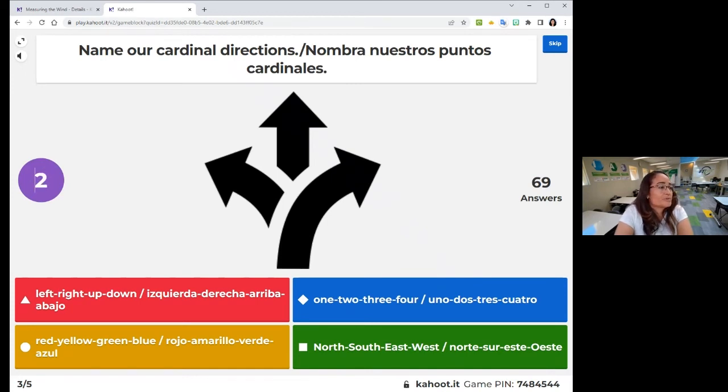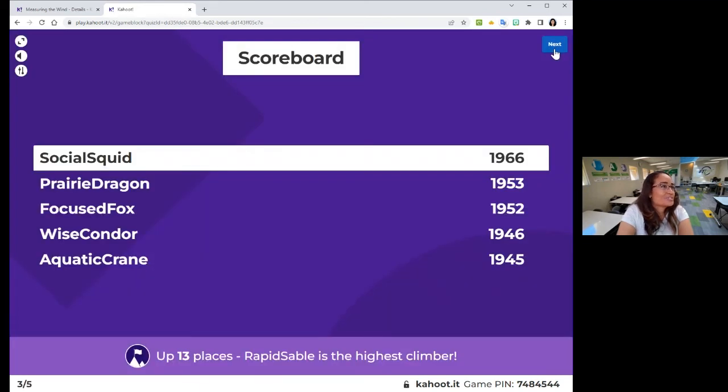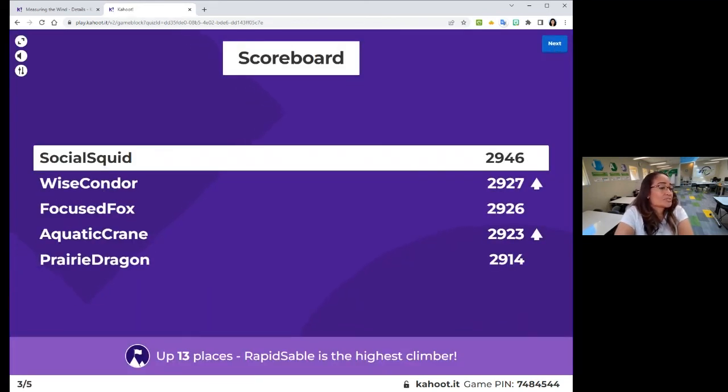3, 2, 1. Okay, of course. North, south, east, and west. Very good. All right, let's see who's in the lead with this one. Wow, Social Squid still in the lead. Fantastic. But Rapid Sable, highest climber. Good for you.